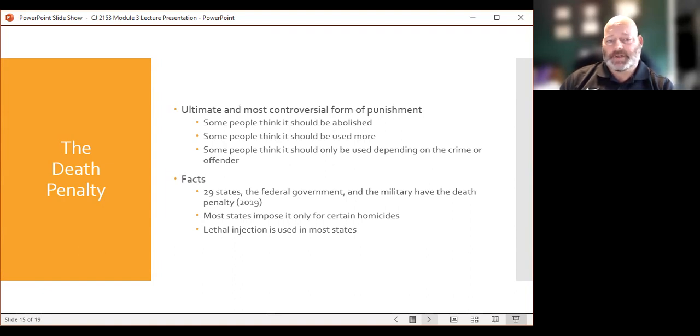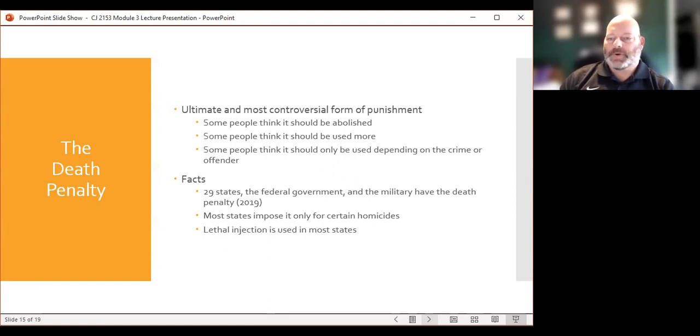29 states, the federal government, and the military have the death penalty, and that statistic is as of 2019. And I will tell you that in those states that do have the death penalty, there is a significant effort to repeal those statutes at every opportunity across the country.